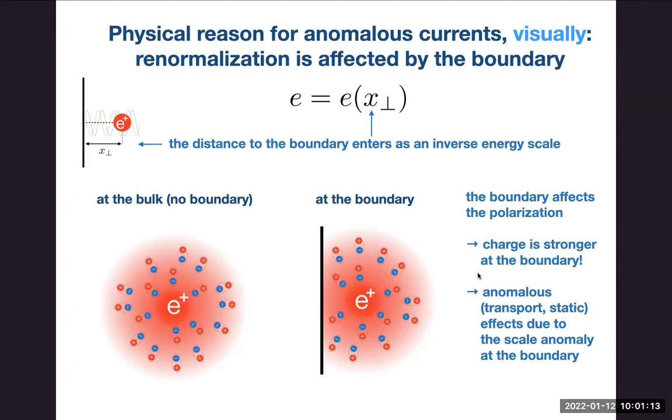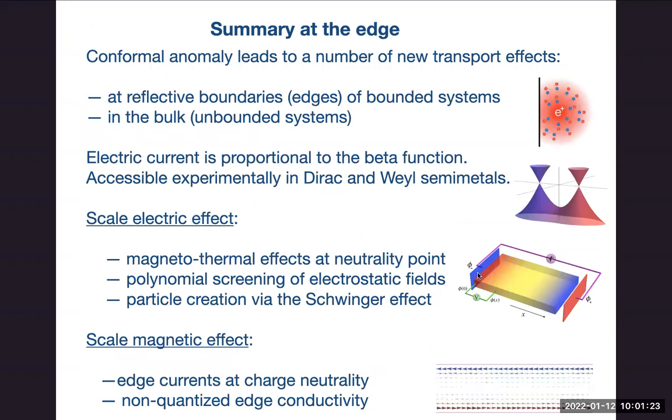I'm probably not in time, but let me just stress again, let me move a little bit further. Let me mention what I said and what I did not say about close to reflective boundaries of the systems. You can have conformal anomaly in a number of systems. You can have it at reflective boundaries, which I discussed just recently. You can also have it in the bulk in unbounded systems.